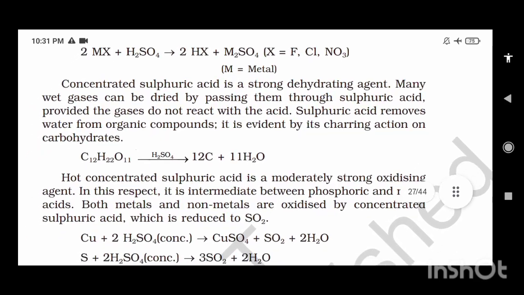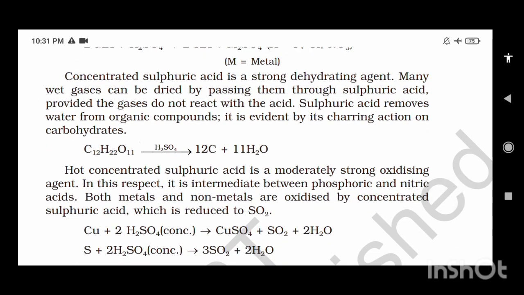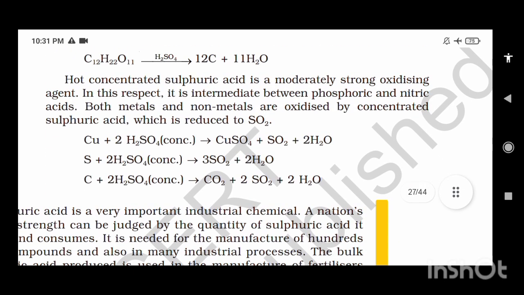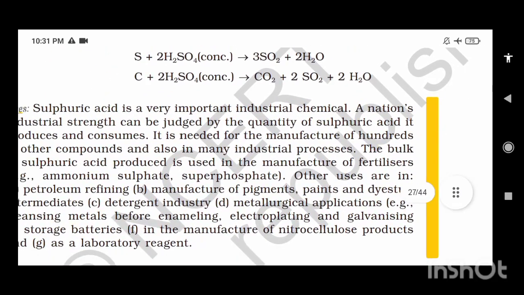Concentrated sulfuric acid is a strong dehydrating agent. Many gases can be dried by passing them through sulfuric acid, provided the gases do not react with the acid. Sulfuric acid removes water from organic compounds. It is evident by its charring action on carbohydrates. Hot concentrated sulfuric acid is a moderately strong oxidizing agent. In this respect, it is intermediate between phosphoric and nitric acid. Both metals and non-metals are oxidized by concentrated sulfuric acid, which is reduced to SO2.